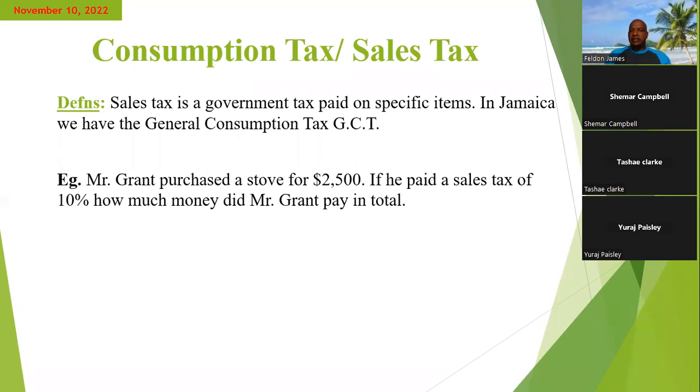Mr. Grant purchased a stove for 2,500. If he paid a sales tax of 10%, how much money did Mr. Grant pay in total? All right, so basically what I was just saying, you would have calculated the tax, you added it to the money, and then that's what you pay. So make that calculation and tell me what you get, students.